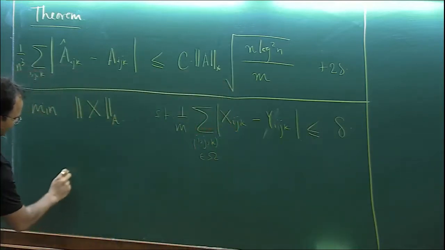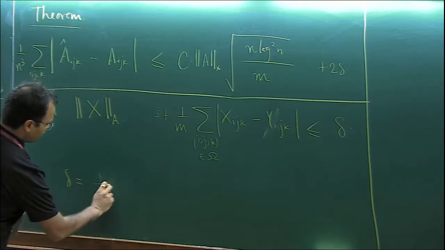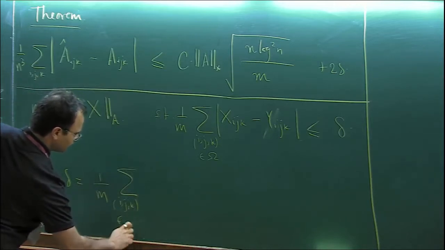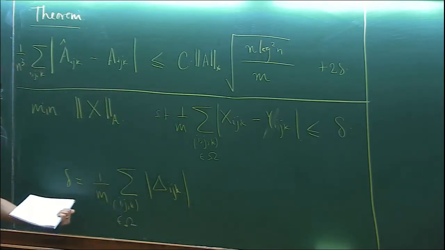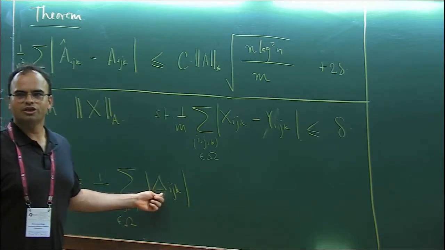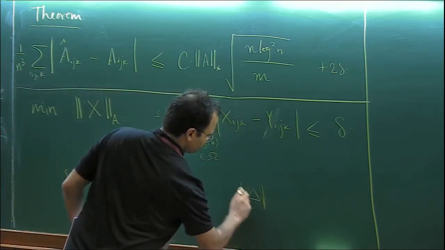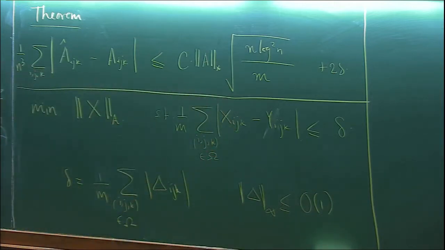And delta was the bound a priori that we knew, where delta was 1 over m summation over ijk in the observed entries of the L1 norm of the noise. And we knew that this is delta. Now, in a sense, I can allow delta_ijk to be arbitrary. You can choose subject to this constraint. And there's, of course, another constraint, but for the purpose of presentation here, I'm going to ignore it. I will hide it in the proof because I'm going to skip some details. But some bound on the infinity norm is necessary.